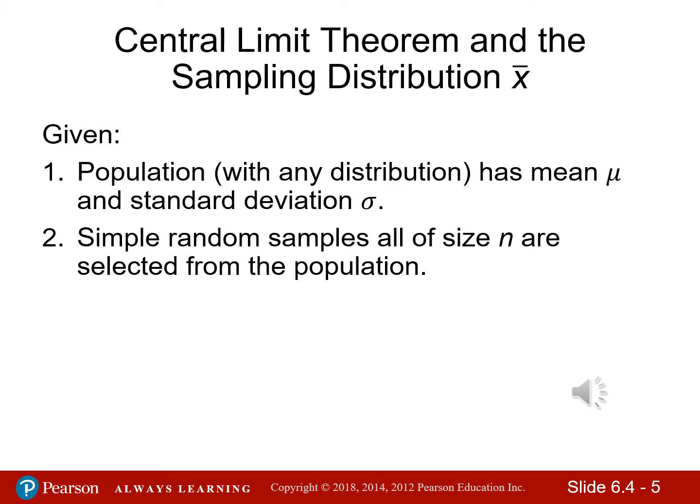The following are two key points that form the foundation of estimating population parameters and hypothesis testing. They are that with the central limit theorem and sampling distribution x bar, it is given that first, a population with any distribution has a mean mu and a standard deviation of sigma, and second, simple random samples all of size n are selected from the population.